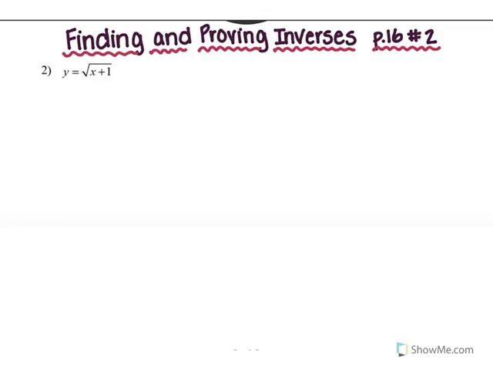In this video, I'm going to go over finding and proving inverses. You can find this problem in your Unit 2 packet on page 16. So in this problem, we're given a square root function, and it's already in y equals form. So we're just going to rewrite it. Instead of y equals, we're going to rewrite it as f of x equals.